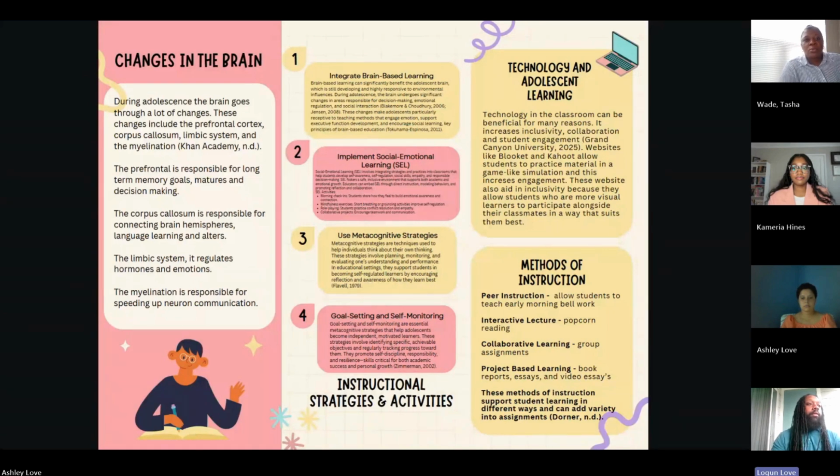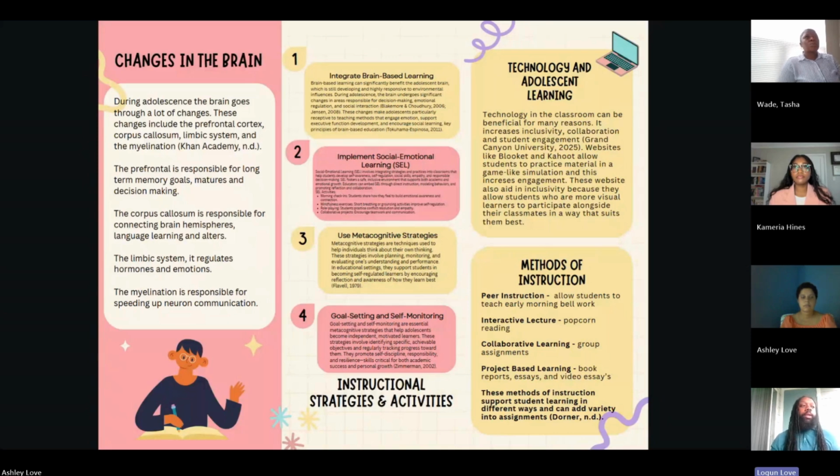Hello, my name is Logan Love. I'm here to tell you 4 instructional strategies and activities that will help with the adolescent brain. One will be integrating brain-based learning. Brain-based learning can be especially beneficial to adolescent students because it aligns with how their brains are naturally developing. A great example or activity would be to introduce stretching in between lessons or walking discussions.